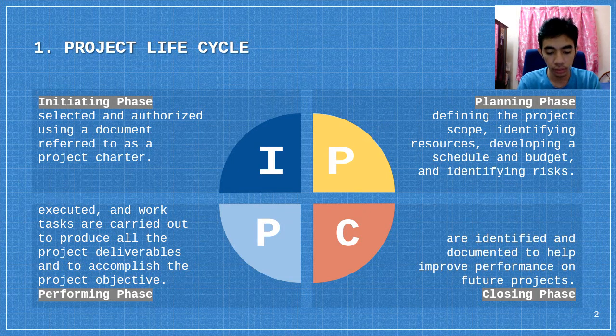Performing phase. In the performing phase, the project plan is executed and work tasks are carried out to produce all the project deliverables and to accomplish the project objective. The project progress is monitored and controlled to assure the work remains on schedule and within budget. The scope is fully completed according to specification and all deliverables meet acceptance criteria. Any change needs to be documented, approved, and may be incorporated into an updated baseline plan.